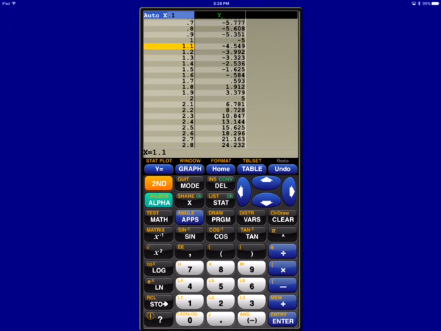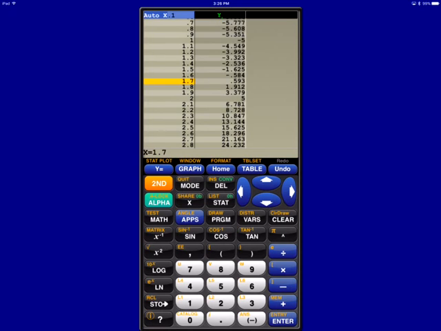At 1.1, you can see where you're looking for, where is it going to go from positive to negative or negative to positive. So you can see as we get closer to 1.5, that's negative 1.625. And then at 1.6, it's negative 0.584, so it's still below the x-axis. And then at 1.7, it jumps above at 0.593.